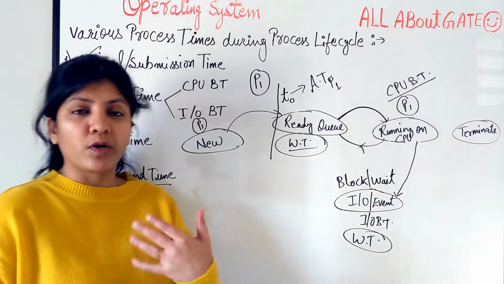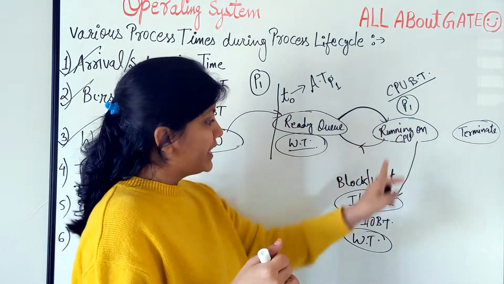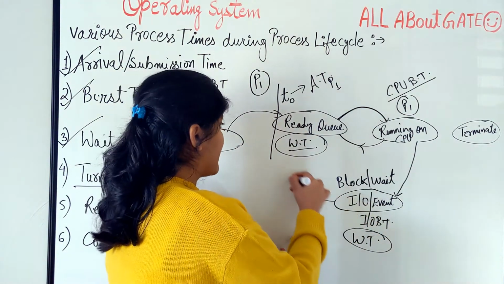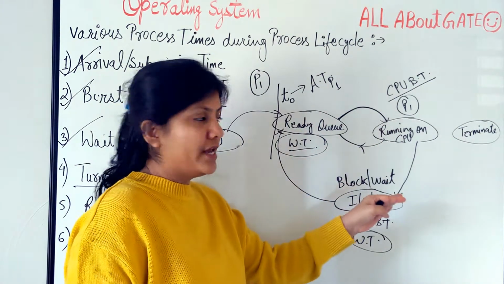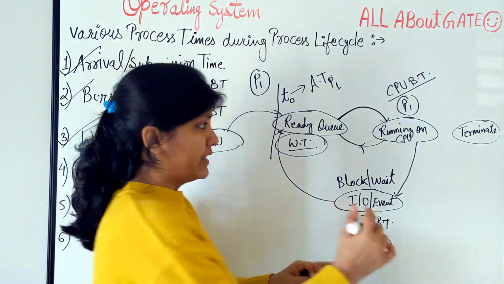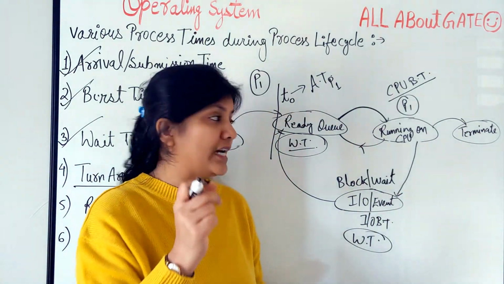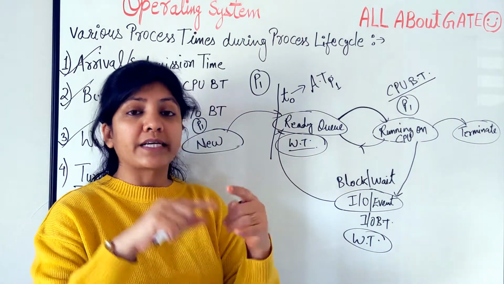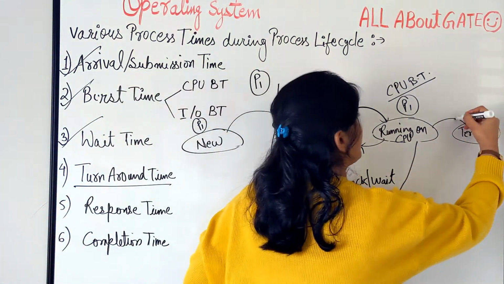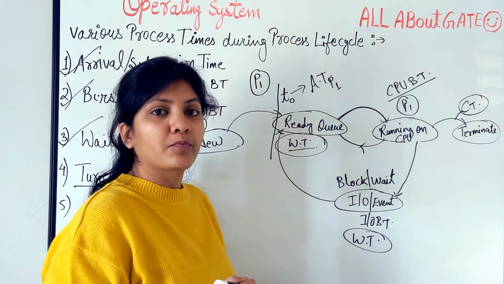So let me explain what the completion time is. The process comes into the ready queue, goes for running, goes for input output, and comes back to the ready queue, then goes back for whatever number of cycles it has to make. Finally it gets over and gets terminated. The instance of time when it gets terminated and completed, and all the resources get deallocated, is known as completion time. So here is your completion time for the process.